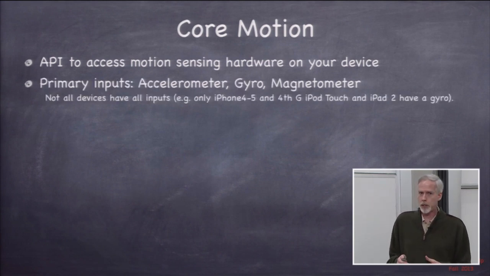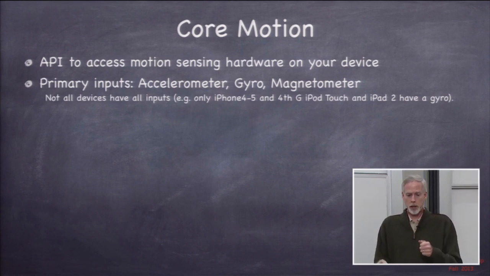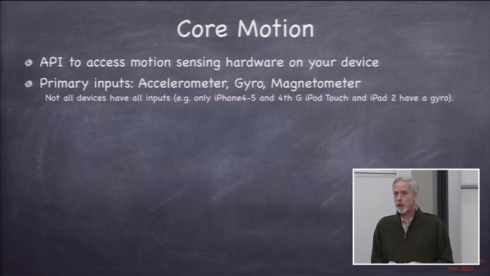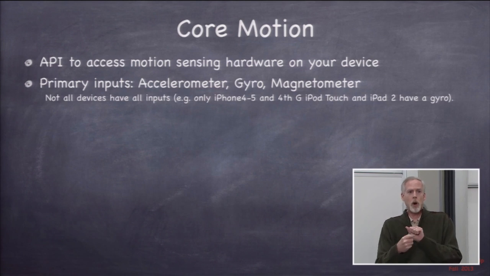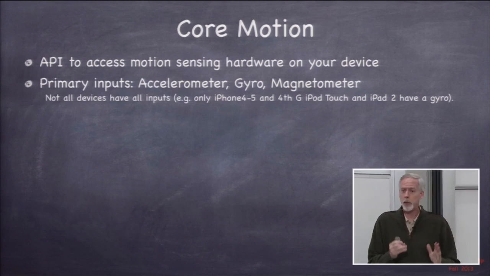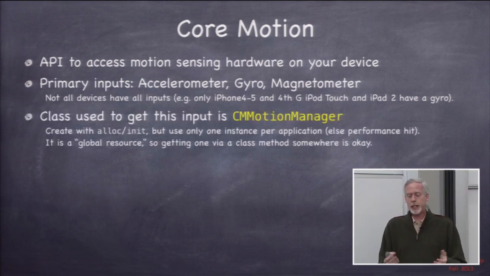The primary inputs to the motion of your device are the accelerometer, which is just telling you the acceleration of your device in X, Y, and Z, a gyro, which is letting the device know when it's being rotated, which is an important thing for it to know, and magnetometer, which is telling it where is true north, okay? So really it knows where magnetic north is, but if it knows your GPS location, then it knows where true north is as well.